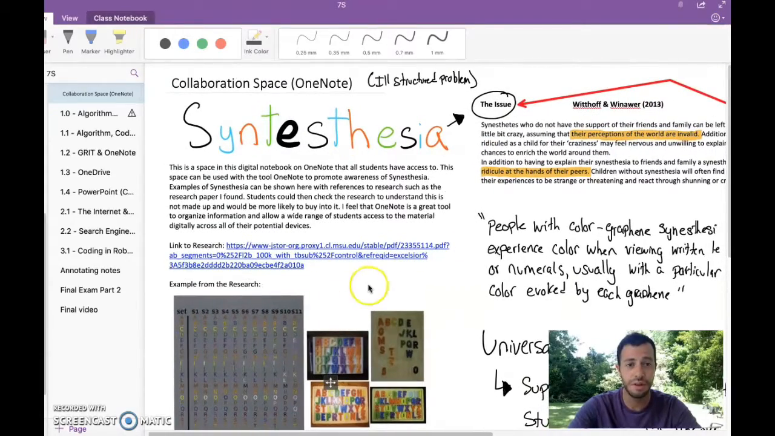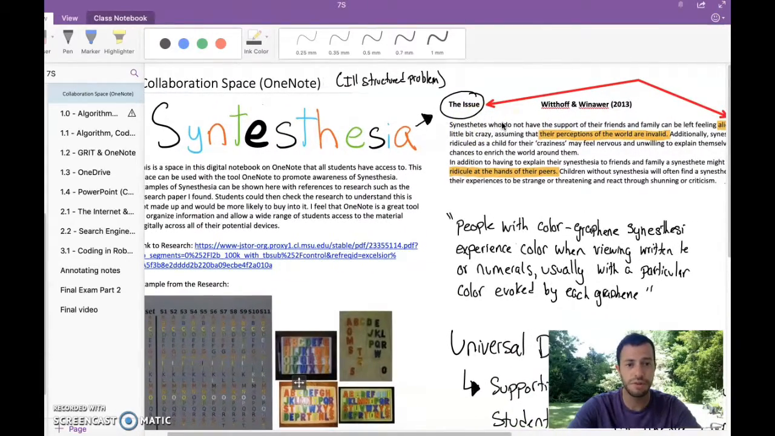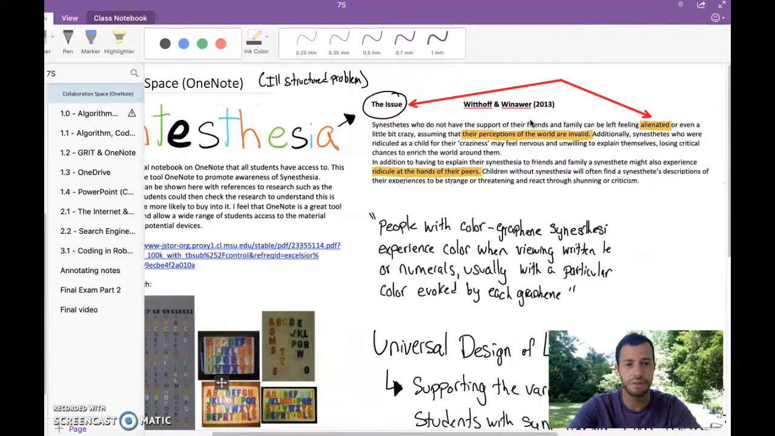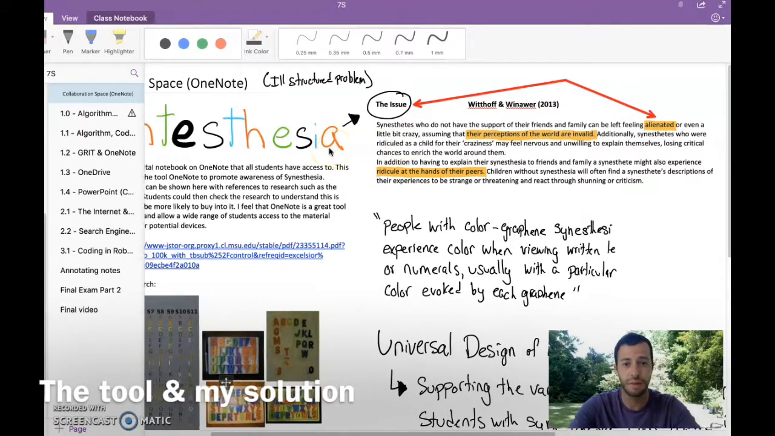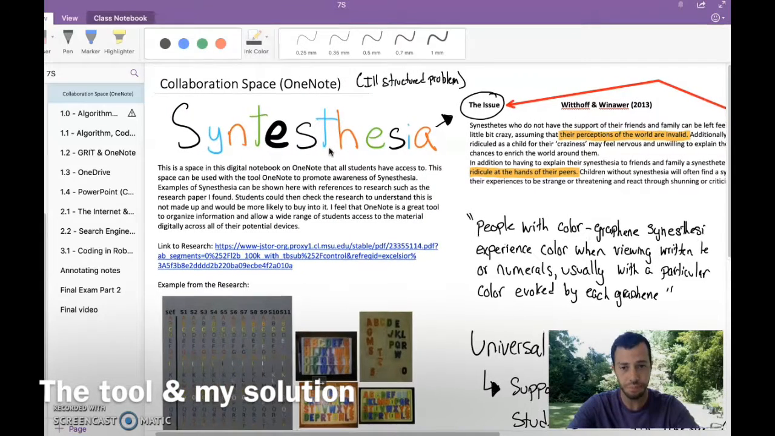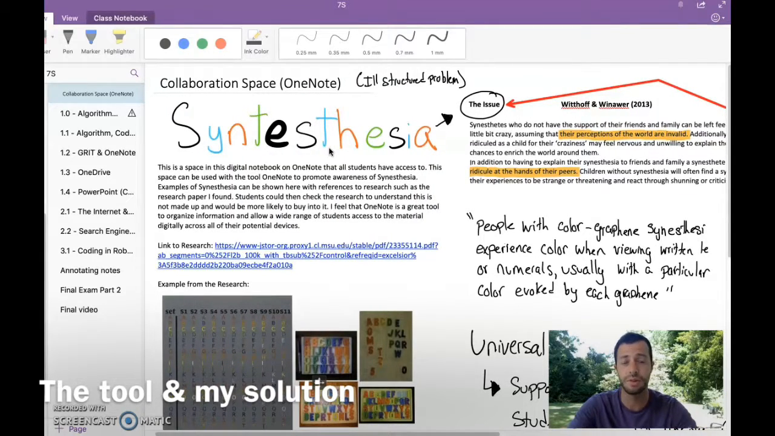And the reason this can be an issue is because people who have synesthesia usually get received with a feeling of alienation, because other people don't really understand what it's like to be in their shoes. My idea is to use the software that I'm showing you right now, called Microsoft OneNote, to promote awareness of this problem using this digital platform.